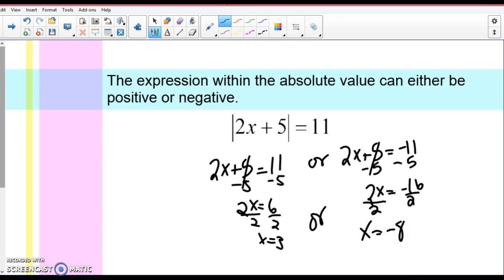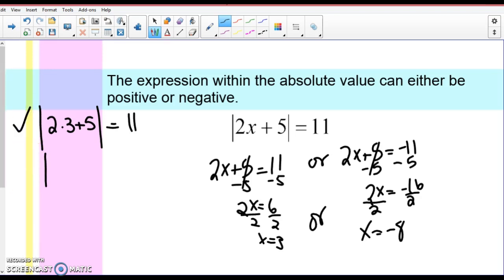Now, let's check our answers. We think one answer will be 3. So if I go back to the original problem, the absolute value of 2 times 3 plus 5, does that equal 11? Well, 2 times 3 is 6, plus 5 is 11. The absolute value of 11 is 11. Yes, 3 checks out. Check.